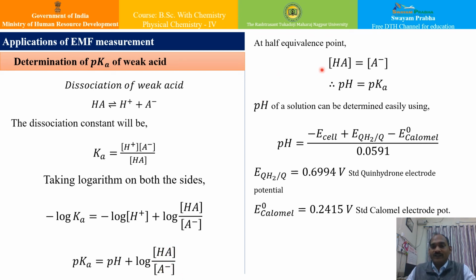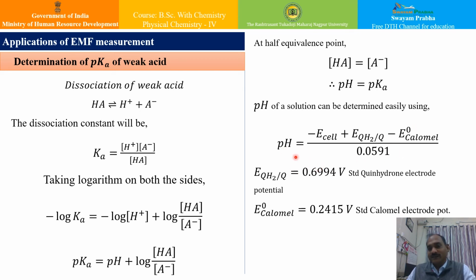Now at the half equivalence point, I know that these are going to be equal. So if they are equal, log of 1 is equal to 0, and therefore at the half equivalence point, my pH is equal to pK. So if I know pH, I can find out pK. How to find out pH? For this we have got this formula.